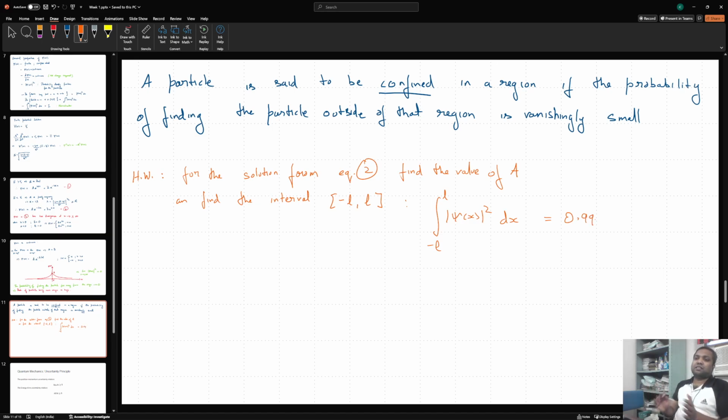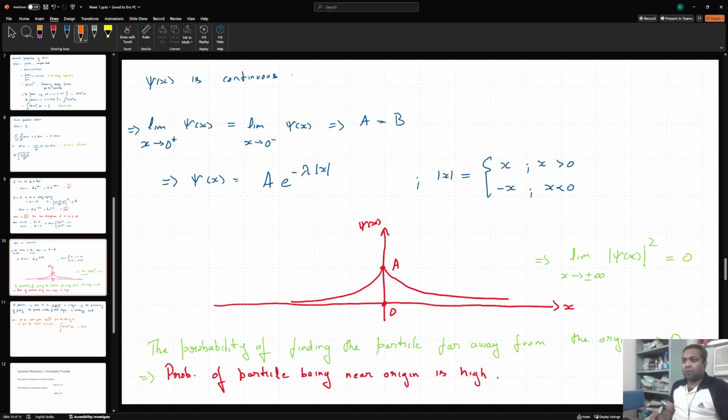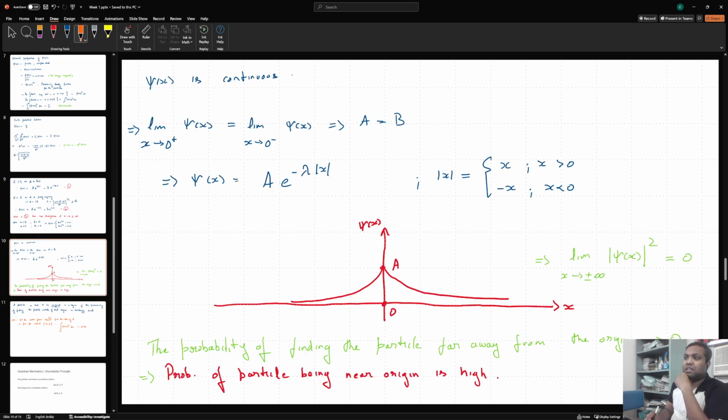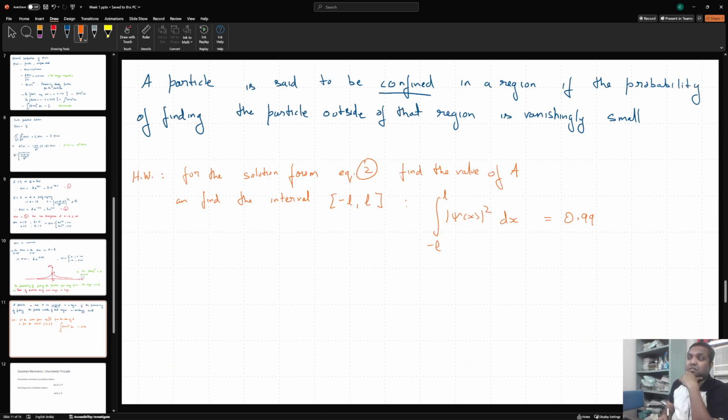Essentially, what I'm asking is to find the points minus L and L on this graph such that the probability of finding the electron inside that boundary is 99%. That is essentially what is asked. The form of the function is given here. You can do the normalization and find A, and then repeat the same exercise and find the value for L as well. So this is a small homework exercise I'm giving.